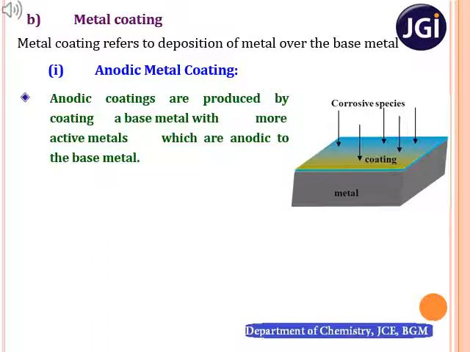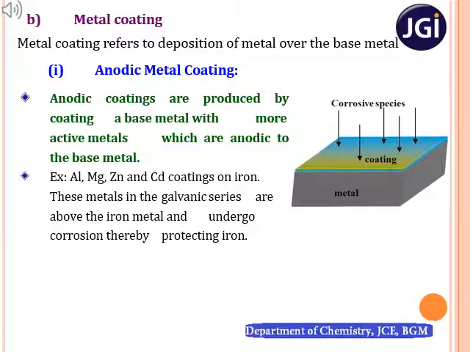The metal chosen for coating on the base metal should be anodic to the base metal. That is, the coating metal should be above the base metal in galvanic series. Example, if iron is to be coated, then the metals like zinc, magnesium, cadmium can be chosen since all these metals are above iron in galvanic series.